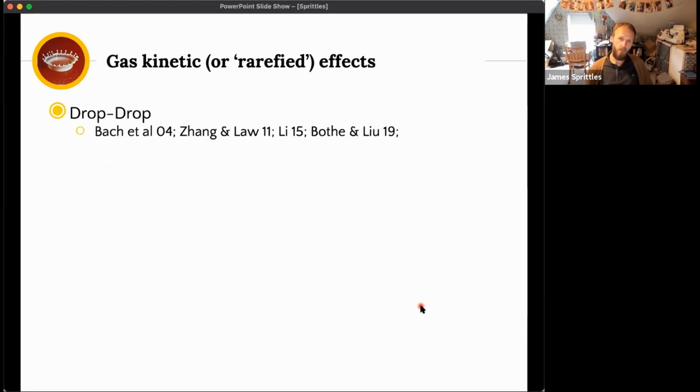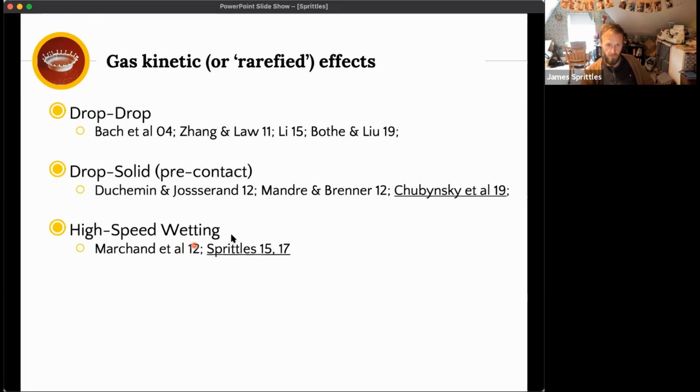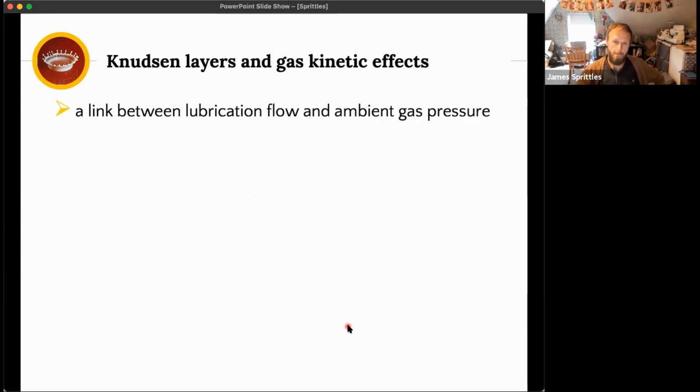What I'm going to look at today, which is certainly the primary effect in some regimes, is the idea that gas kinetic or rarefied effects in the gas are what needs to be accounted for. A number of people have suggested this and even worked on it in drop-drop collisions. In particular, there's a very nice article by Ji Li I'll talk about in a minute. In drop-solid before contact, there are articles on high-speed wetting, coating processes, and on post-contact wetting, which I'll talk about a bit later.